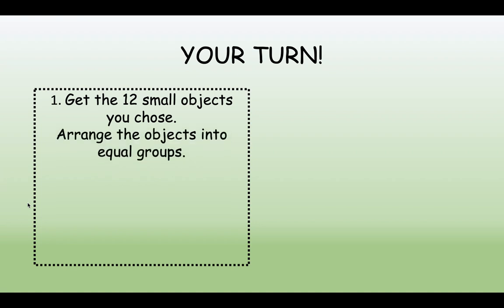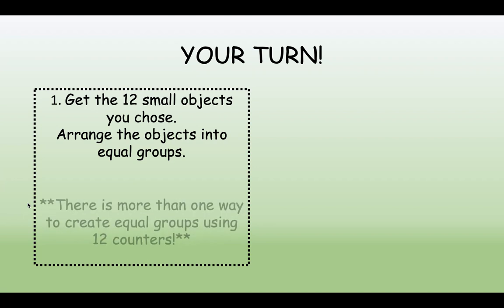Then you need to arrange the objects into equal groups. So my friends, remember, equal groups means that you need to have the same in each group. You should not have like 2 in a group and then 5 in another group and then 3 in another group. Those would not be equal groups. Remember, you need to have the same amount in each group.